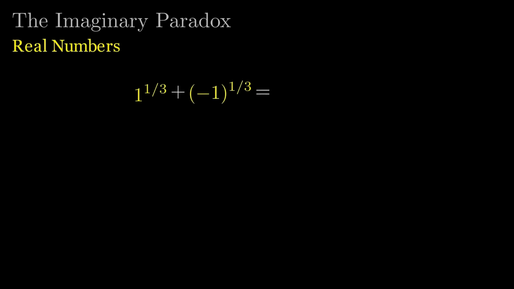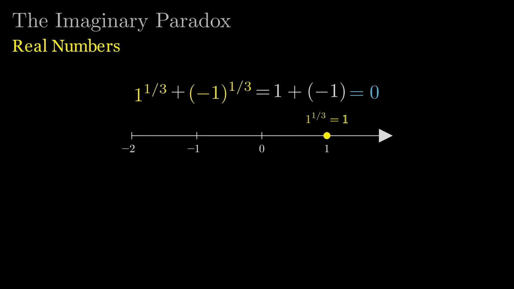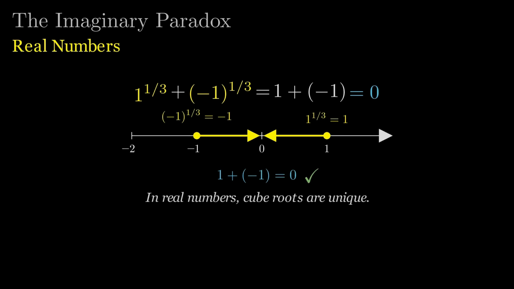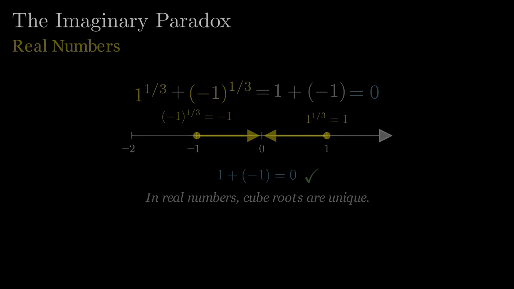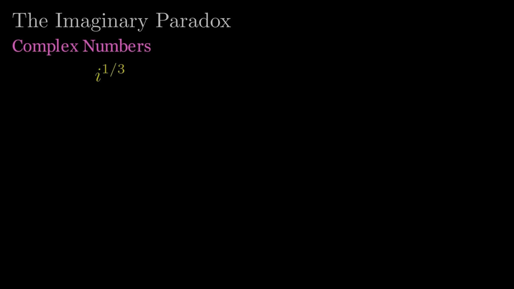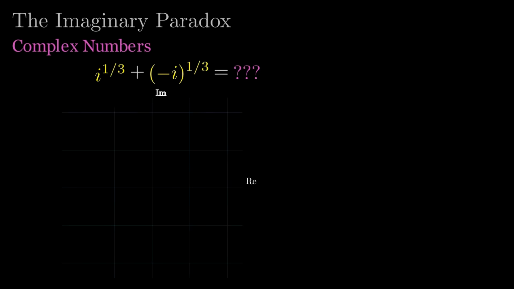In real numbers, this feels perfectly safe. The cube root of 1 is 1, the cube root of -1 is -1, and they add to 0. Clean, unique, done. But now watch what happens in complex numbers. We know i plus negative i equals 0, so you'd expect the cube roots to behave the same, right?